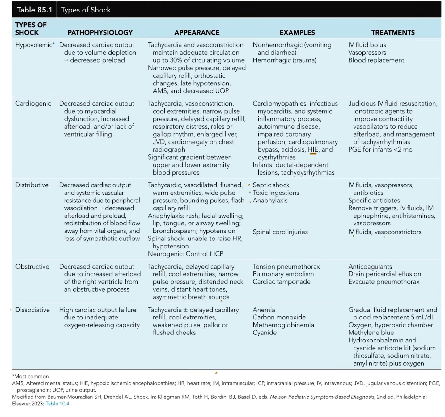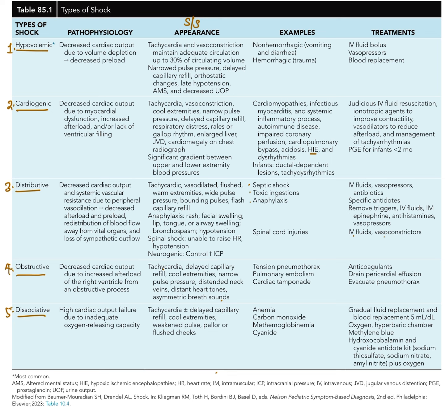Hello everyone. Now we are going to discuss types of shock, that is table 85.1. There are five types of shock, as we already know. This is hypovolemic, cardiogenic, distributive, fourth is obstructive, fifth is dissociative. Now we will study pathophysiology, appearance, that is signs and symptoms, examples and treatment of these types of shock.